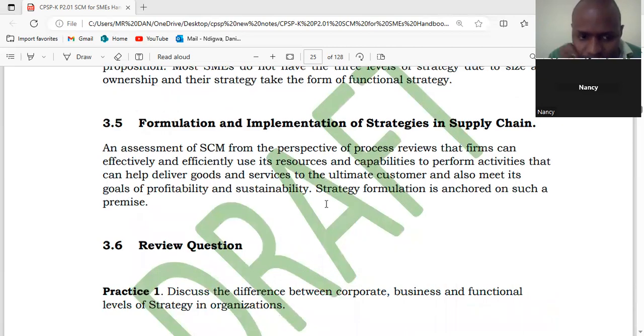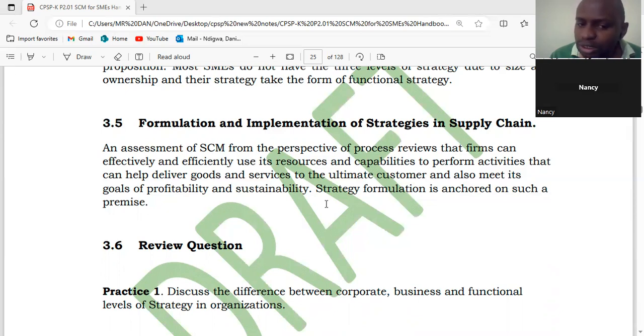So the other thing we need to look at is formulation and implementation of strategies in supply chain management. So you need to come up with the strategies. And once you come up with those strategies, you also need to come up with ways of implementing those strategies. And the main focus is to ensure at the end of the day, you are in line with the goals of the organization, which is profitability and sustainability of the business.